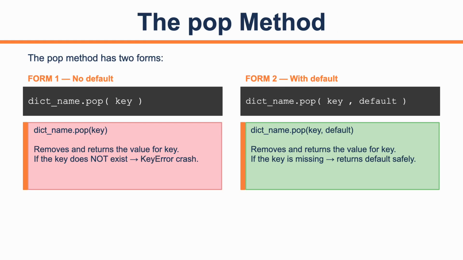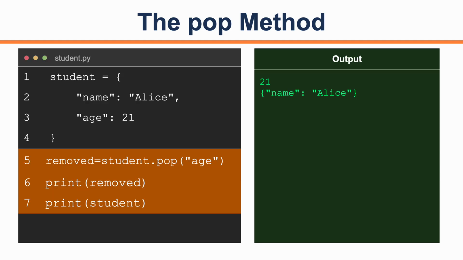The pop method comes in two forms. Without a default, it removes and returns the value but crashes with a key error if the key is missing. With a default value as the second argument, it returns that fallback instead of crashing, which is much safer. Pop removes age from the dictionary and returns its value 21, which gets stored in the variable removed. The first output line shows 21, and the second shows the dictionary now only contains name.